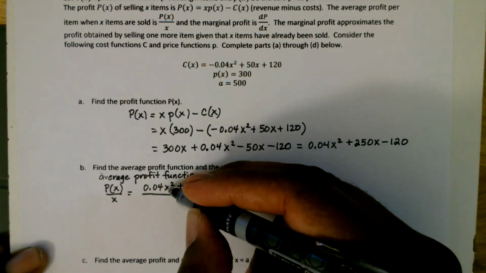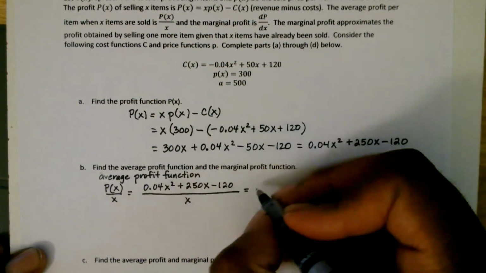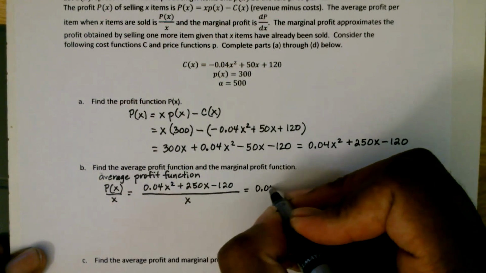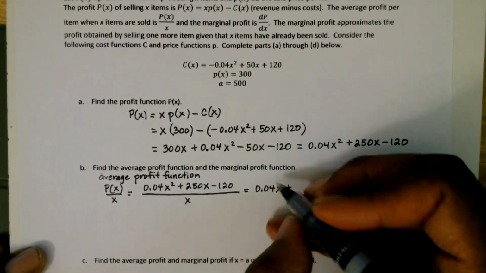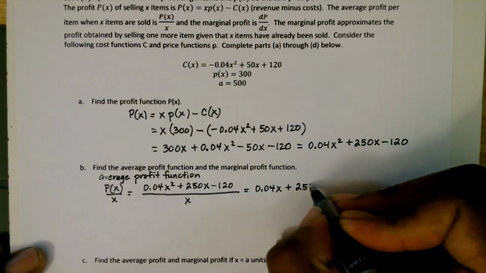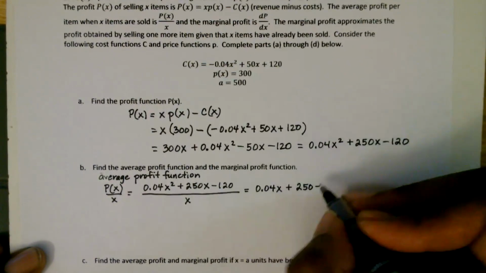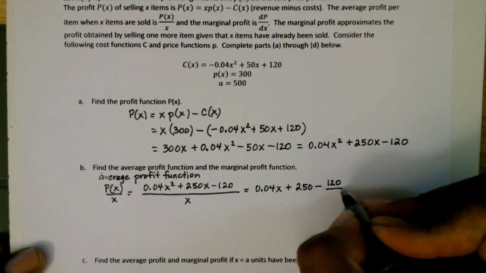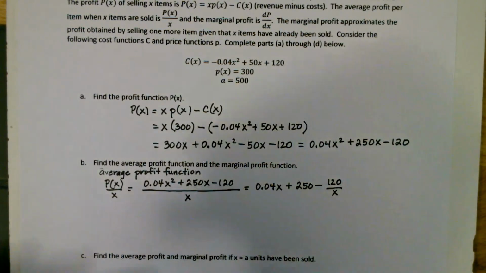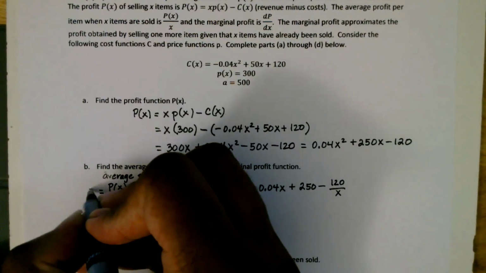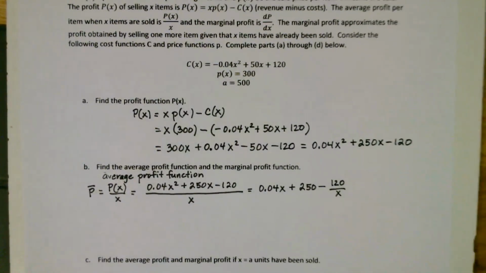Well, one of these X's will divide out. So you're going to have 0.04x plus 250x divided by X. The X's divide out. You'll be left with plus 250 minus 120 divided by X. That is what your average profit function will be. And I'm going to label this as P bar to show you that it is the average profit function.